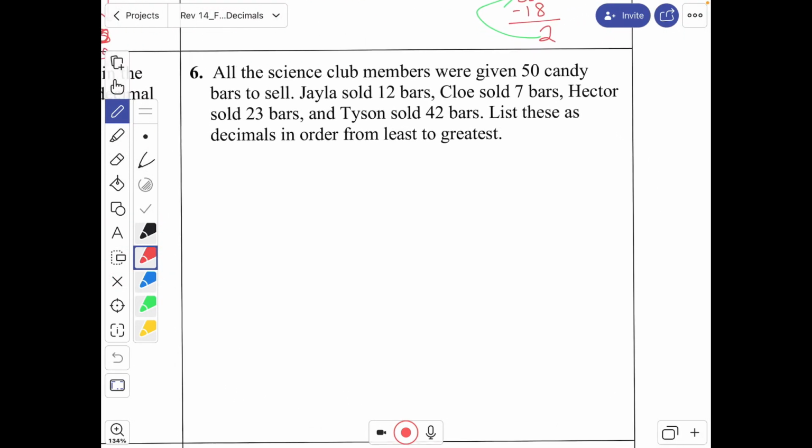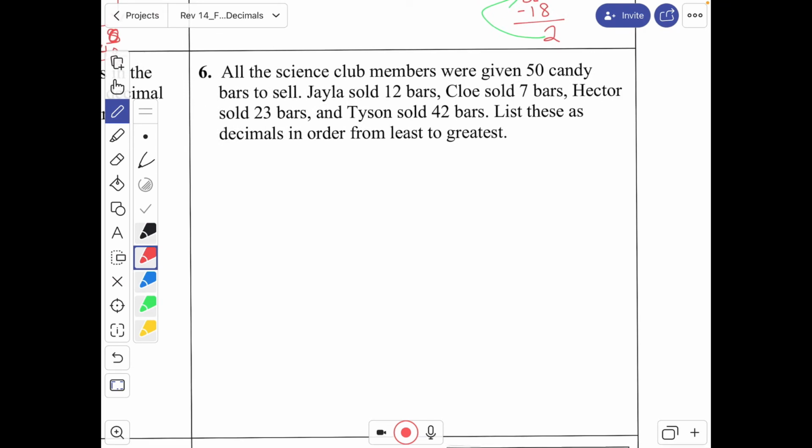Number 6 is a little bit more work. All the science club members were given 50 candy bars to sell. Jayla sold 12 bars. Chloe sold 7 bars. Hector sold 23 bars. And Tyson sold 42 bars. List these as decimals in order from least to greatest.